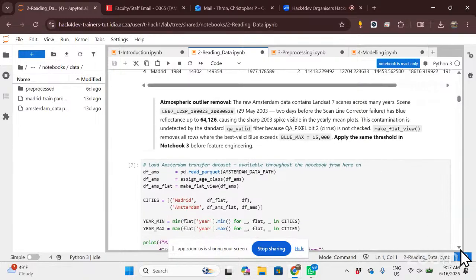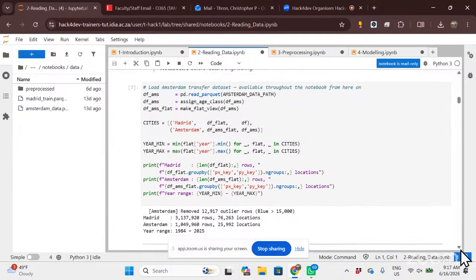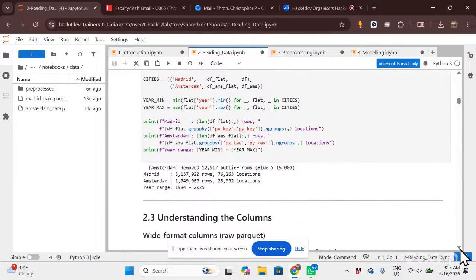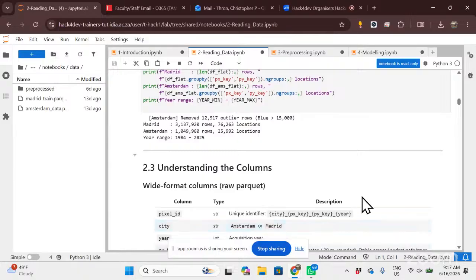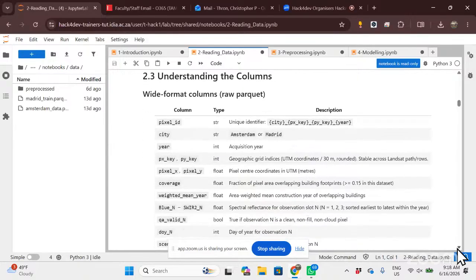All right, so next one here. Now we do the same thing with Amsterdam. Madrid and Amsterdam are loaded in a similar way. Amsterdam has somewhat less data, but that's okay because we're not using Amsterdam to train. We're only using it to adapt or to retrain.